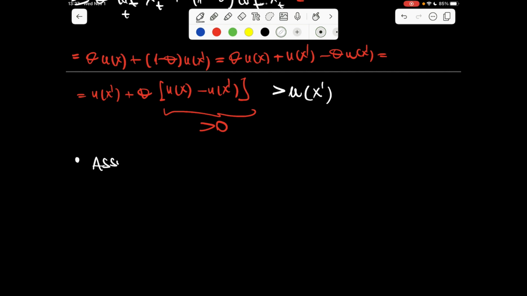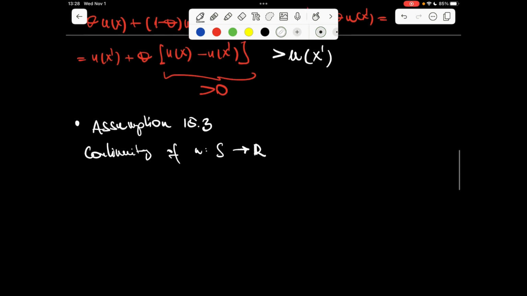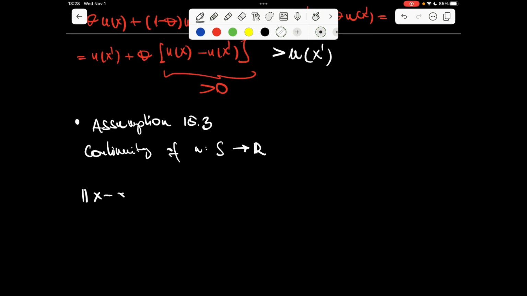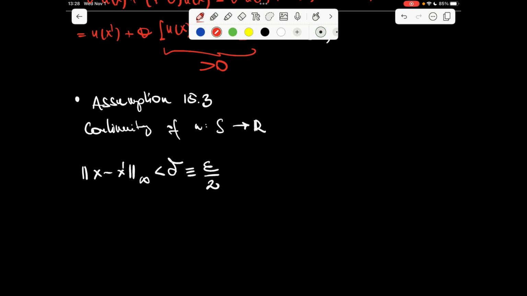Next, please, assumption 15.3. The utility function is supposed to be continuous. This is a bit tricky. From the fact that the two consumption streams are close to each other, we can call it epsilon over 2. And it is important, just one remark: continuity is related to the norm of the vector space we work with. So this is important.